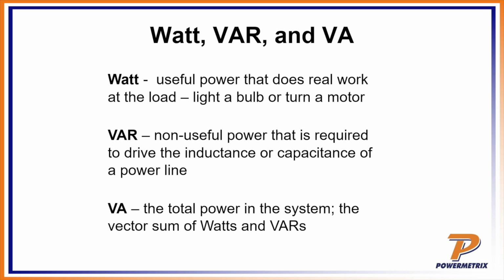Okay, so now we get to bring VARs into it. Those nasty VARs. We've got watts, which is the useful power that does real work at the load, so it can light a bulb or turn a motor. Then we've got VA that we just talked about, which is the total power in the system. It is actually the vector sum of watts and VARs. Now VARs are non-useful power, required to drive the inductance or capacitance of a power line.